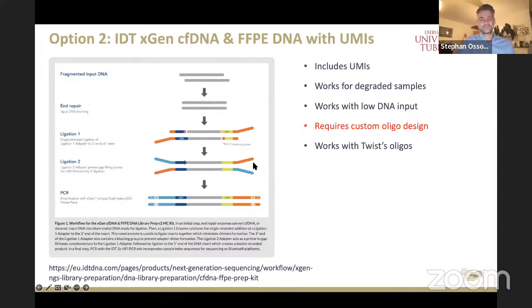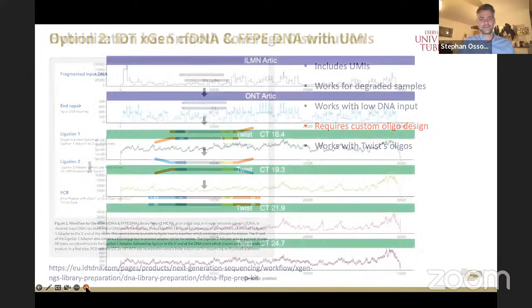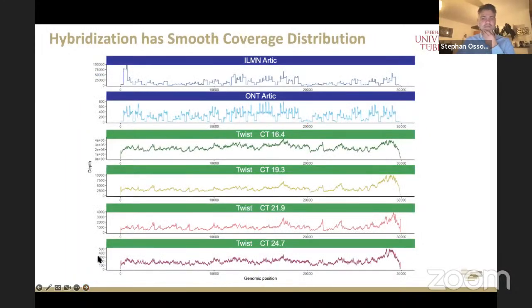And what was even better, the problem was IDT did not offer a SARS-CoV-2 panel. So you had to either design these oligos yourself, or you could combine it with the Twist oligos and fuse the protocols. That's what we originally did. So now we had a way of enriching the virus, and we could add UMIs.